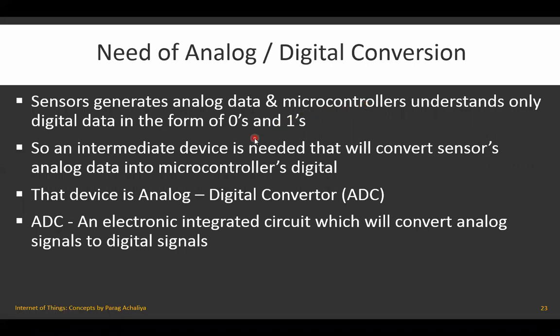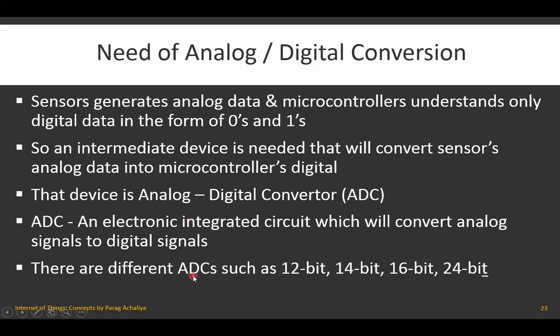So in that case we will require one converter. That converter will convert your sensor data into a format understandable by your microcontroller or system. That is why we use analog to digital conversion, or an analog to digital converter, which converts analog to digital data, which can be understood by the system or any microcontroller or microprocessor.